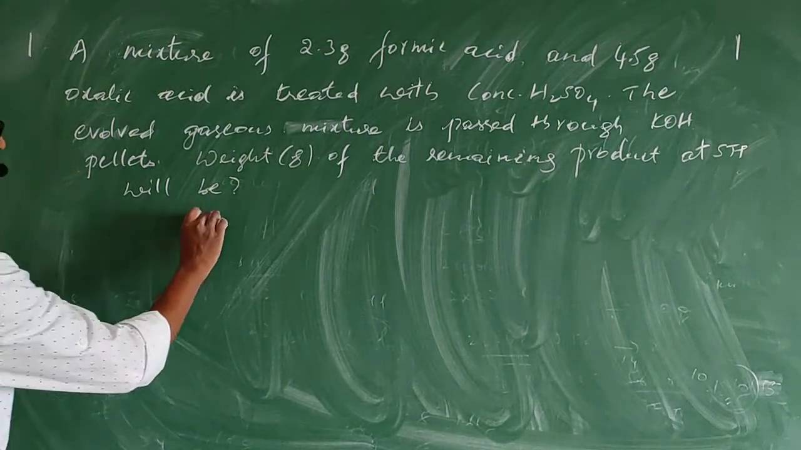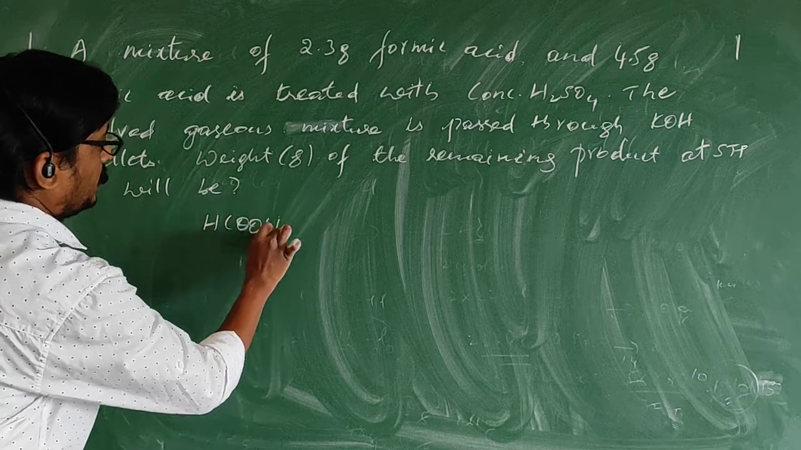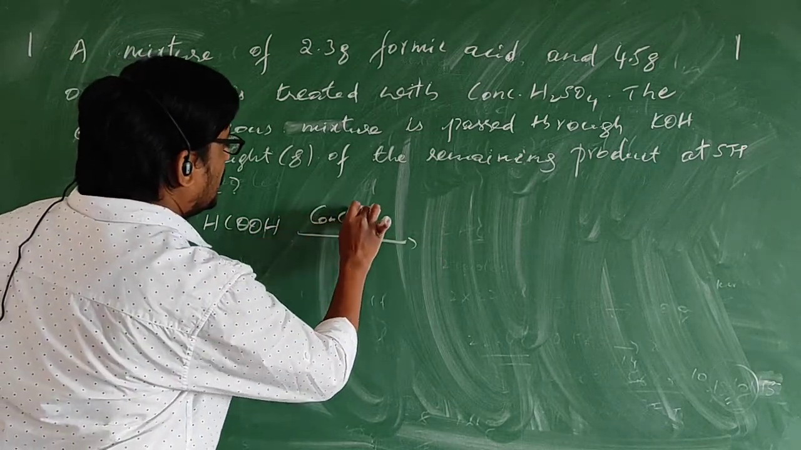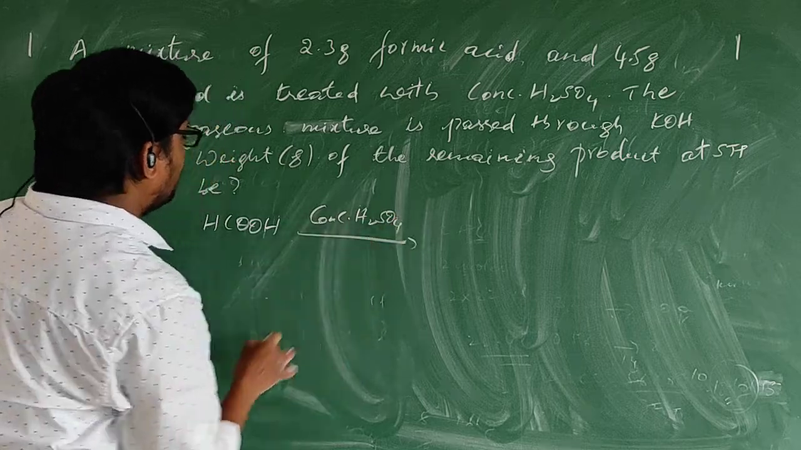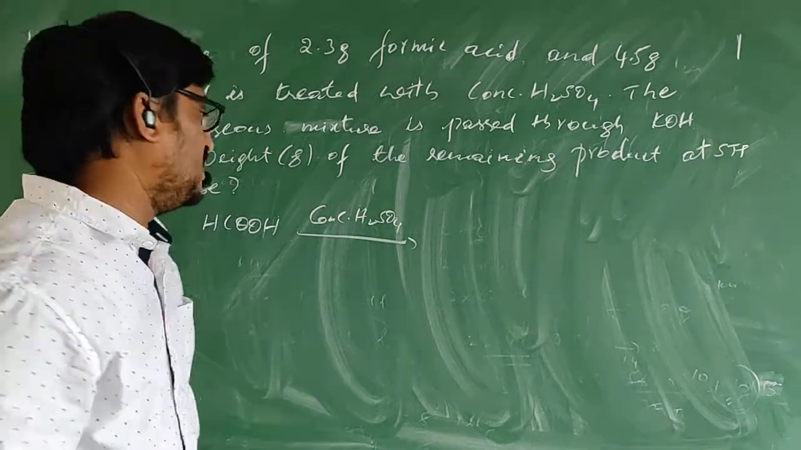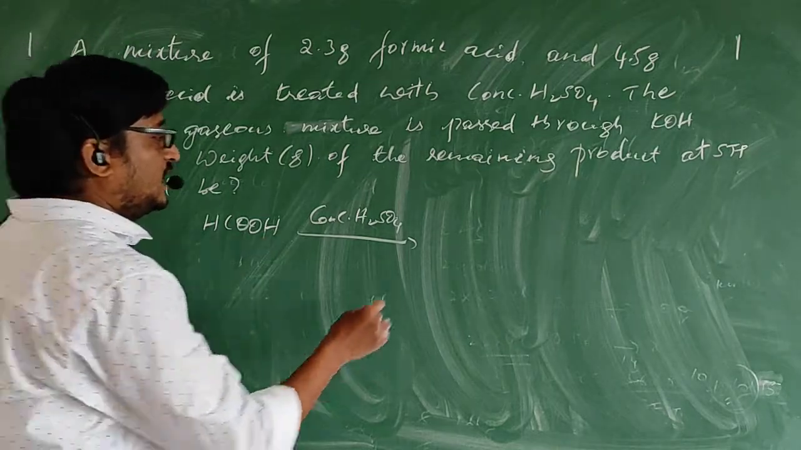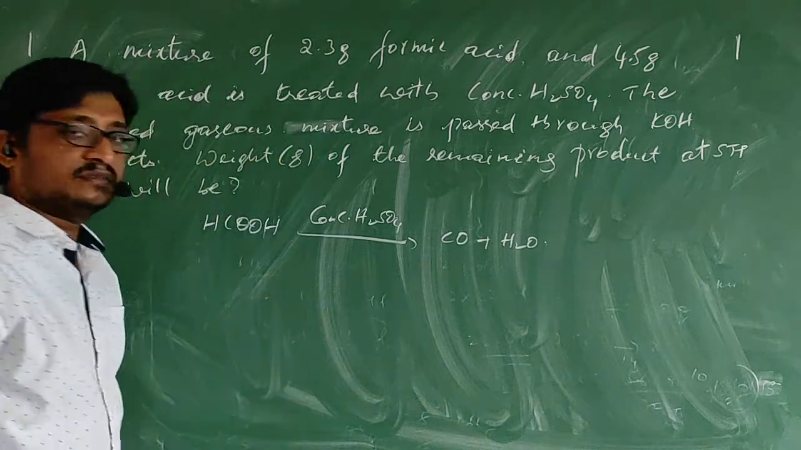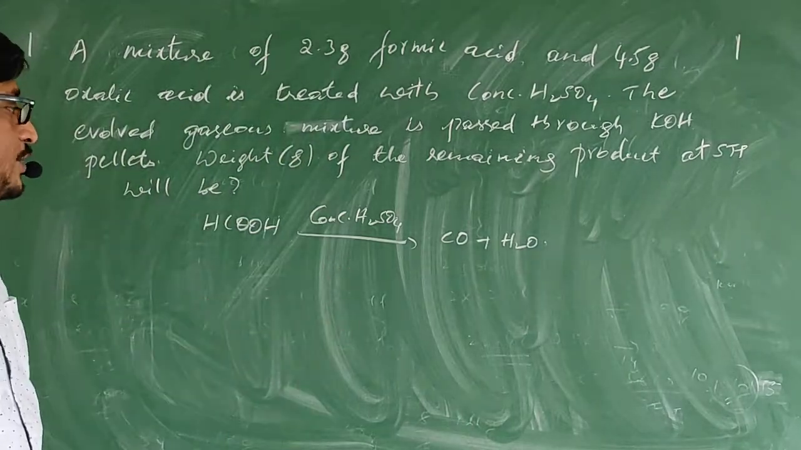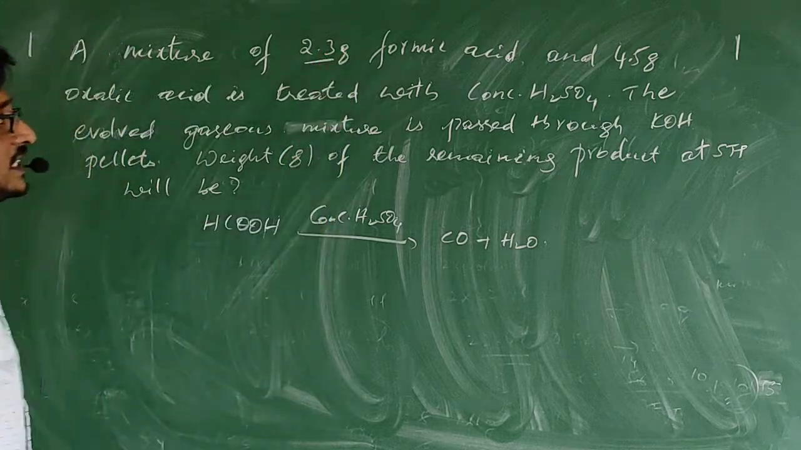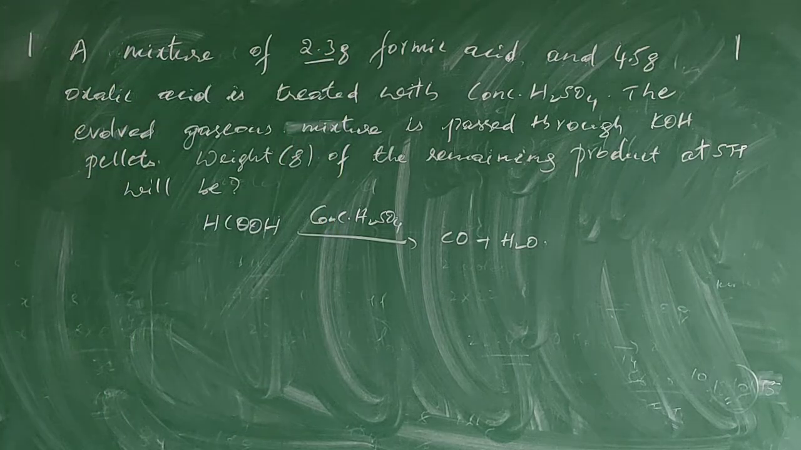Formic acid formula will be HCOOH. When it is treated with concentrated sulfuric acid, remember that concentrated sulfuric acid is a strong dehydrating agent. So formic acid forms carbon monoxide plus H2O. These are the things which get produced. Here, if you see, he has taken 2.3 gram of formic acid.